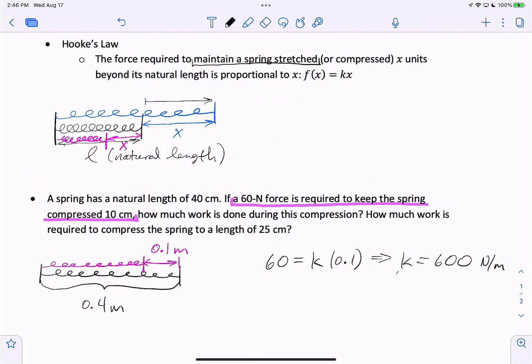I'm not really so concerned that you have memorized the units there. But this k here is something called a spring constant. And it's not the same for every spring. It depends on the size of the spring, the size of the coils, what it's made of, all that stuff. So let's call it unique to each spring. And what we've just done is we found that k is 600 for this particular spring. Now knowing the constant of proportionality, or the spring constant, 600, I can write down a general function for the force required to keep this particular spring stretched or compressed, and it's f of x is equal to 600x.